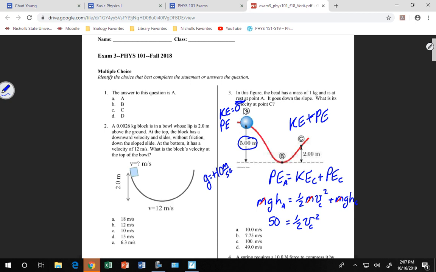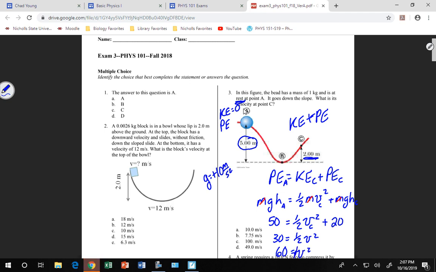That's what we're looking for, plus g times 2, or 20. I multiplied positive 10 times h at location C, which is 2 meters right there. And so I subtract 20 from both sides. 30 equals 1/2 v squared. I multiply both sides by 2 to get rid of the half, so that's 60 equals v squared.